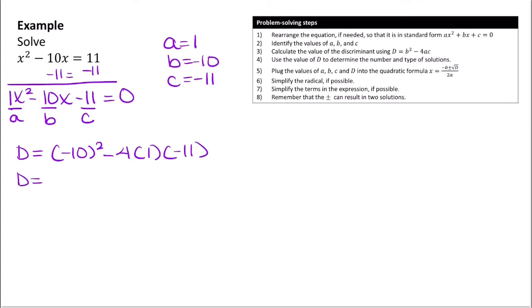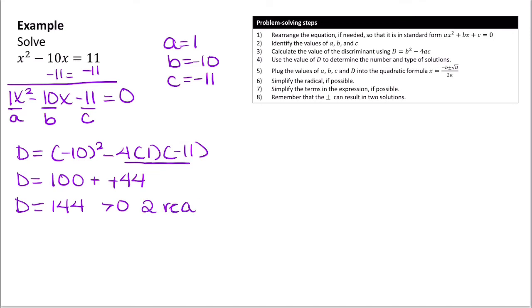So we have d equals negative 10 squared, which is 100, minus 4 times 1, which is 4, times negative 11, so minus 44. Okay, minus negative 44 is going to become plus. So we have d equals 100 plus 44, which is 144. So this is greater than 0, so we know that we have 2 real, and then 144 is a perfect square, so we have 2 real rational solutions. Okay, now let's go to the quadratic formula and figure out what these solutions actually are.